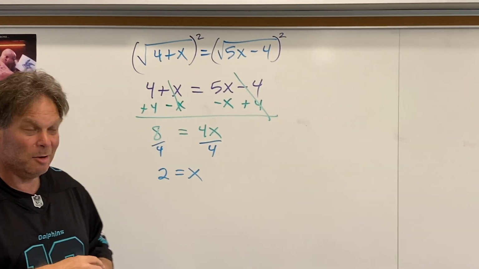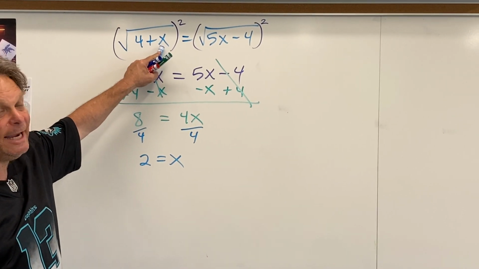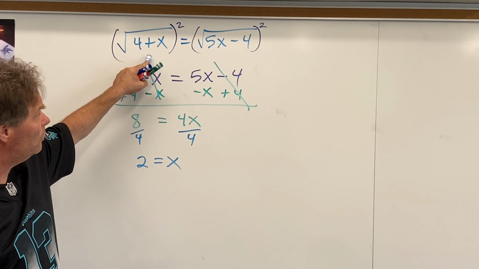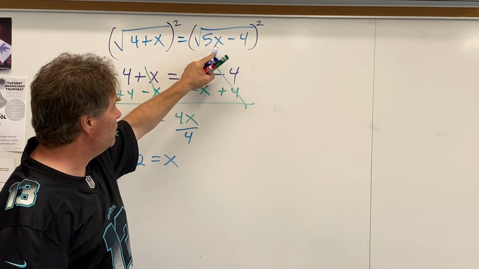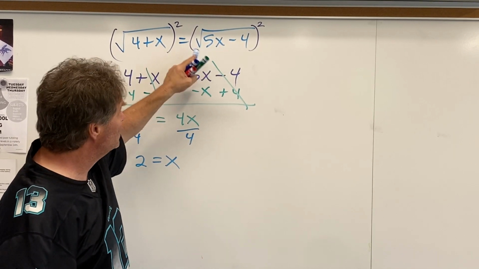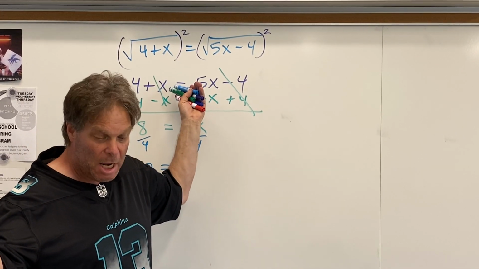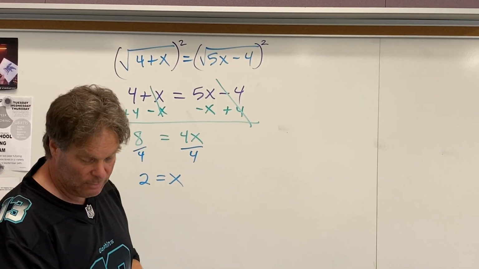No, my potential solution. Let's see if it works. 4 plus 2 is 6. Square root 6 is square root 6. Notice I'm going before we squared both sides, right? Let's try 5. 5 times 2 is 10, minus 4 is 6. Square root 6 equals square root 6. Sounds good to me. Okay? Hang in there. 2 more problems.